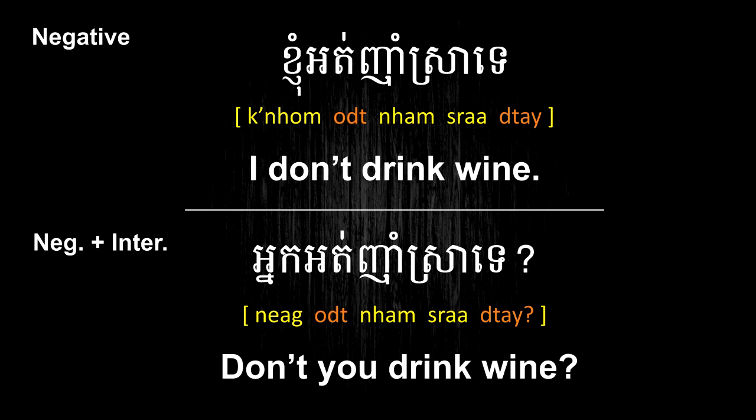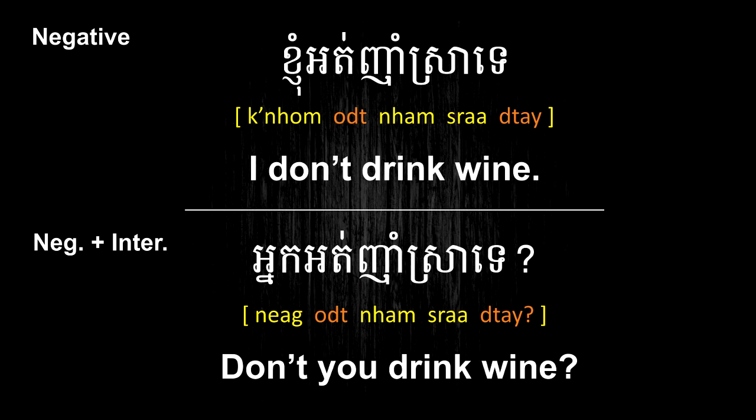I use the same example from the negative form. I say, I don't drink wine: ខ្ញុំអត់ញ៉ាំស្រាទេ. And then the second one I use negative and interrogative. I just change from I to you, because I ask you, or you ask someone.